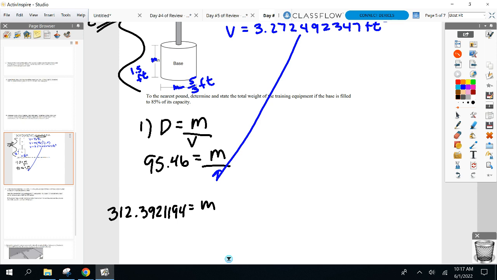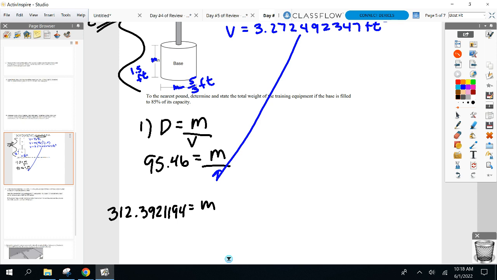312.3921194. Does that look all right, everyone? Okay. So that's how heavy the sand is. Add it to 270. We're done. You told me at the beginning, take the 270 it weighs, add it to how much the sand weighs. That's how much the sand weighs.